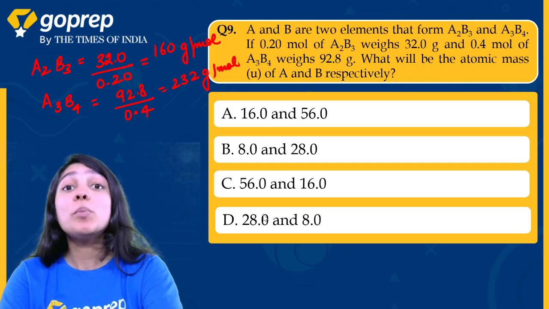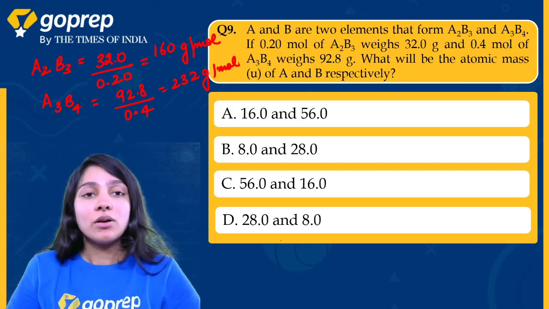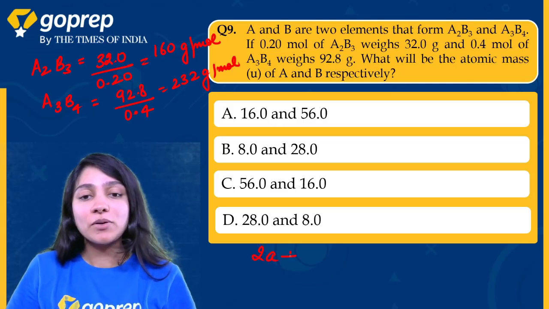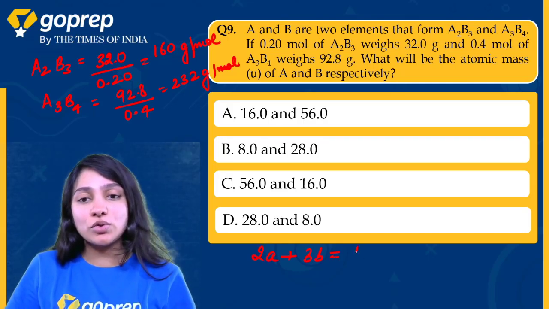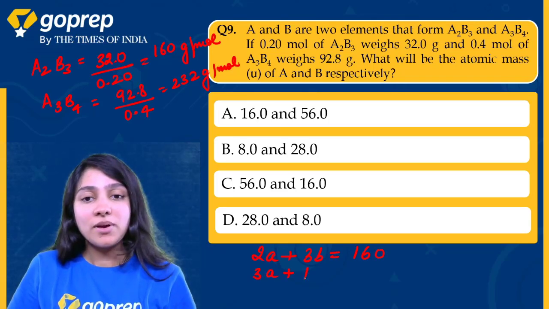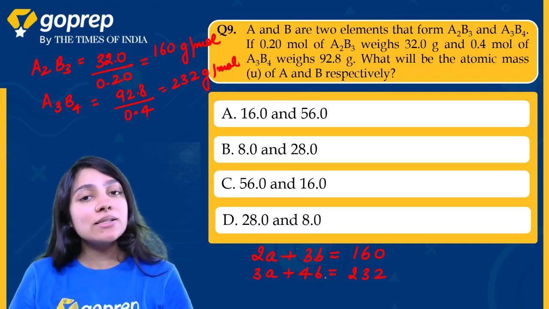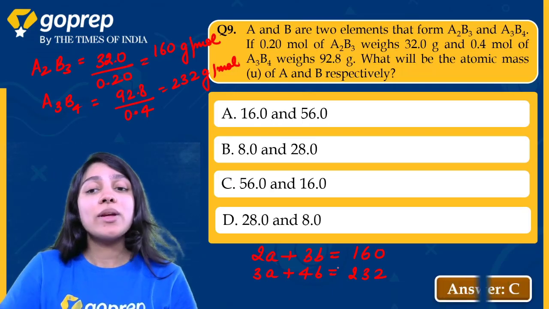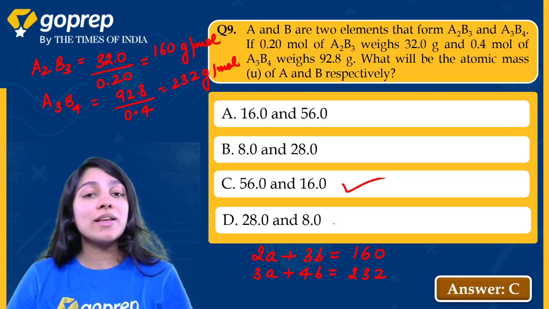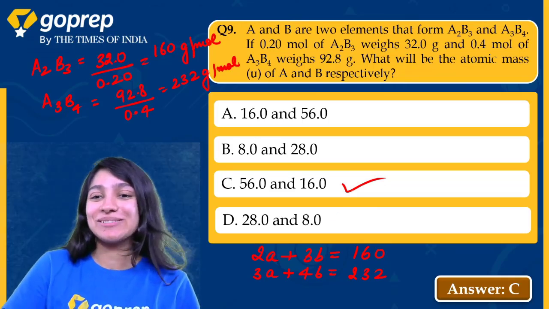You have the formula A2B3, so you will write it as 2A plus 3B. Basically 2A plus 3B is equal to 160, and 3A plus 4B is equal to 232. These are the two equations. From here you can easily solve out the values of A and B, and upon solving you get the correct answer as option C. So this was a very, very interesting question.